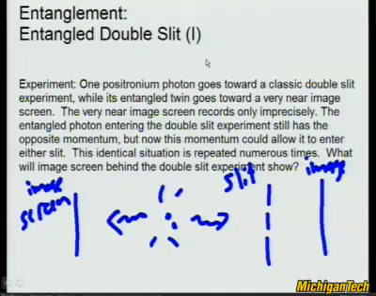But this distance here is small. Therefore, the entangled photon, this is the other photon, the entangled photon entering the double slit experiment still has the opposite momentum, but now this momentum could allow it to enter either slit. This identical situation is repeated numerous times. What will the image screen behind the double slit experiment show? What will this screen show?